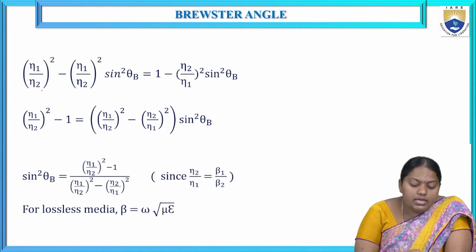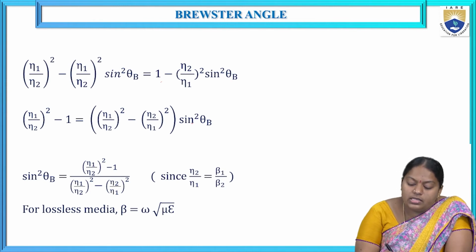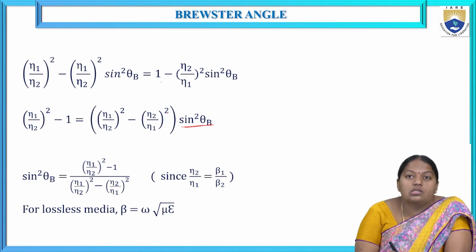Then (η1/η2)², and if you take this one to this side, it will become minus 1, which is equal to, if you take the total term to this side, (η1/η2)² sin²θb minus (η2/η1)² sin²θb. If you take sin²θb as common, then (η1/η2)² minus (η2/η1)².